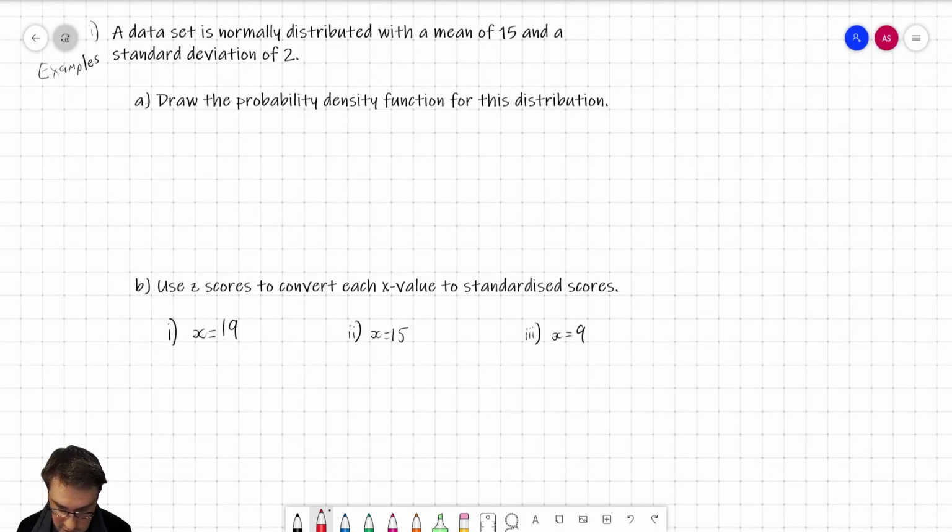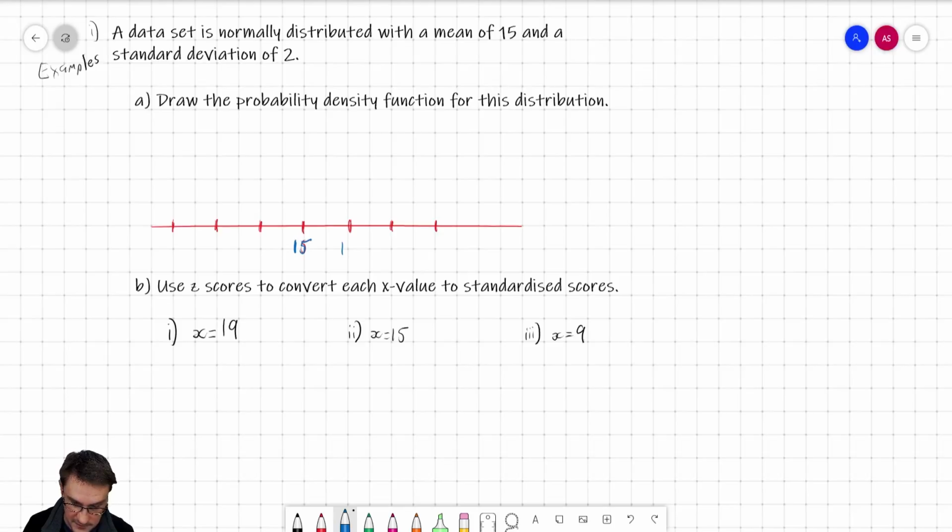So in order to do that, we first just draw our x-axis out, and we can start to put our values along here. Now, in this case here, because we're told the mean is 15, that's going to be that, and we can start to add some other values to this. We're told a standard deviation of 2. So as we draw this, we're just going to move by 2 each time.